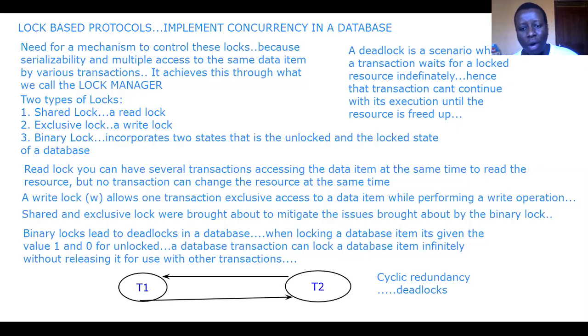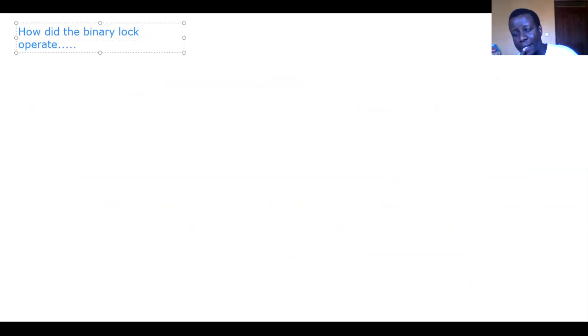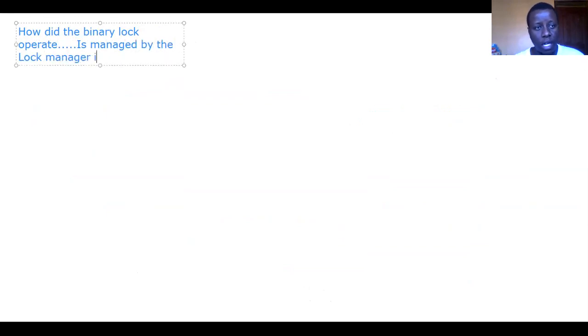So let me finish up with the binary lock first of all. So let me clear this. How did the binary lock operate? Now remember that this locking is managed by the lock manager in a database. So how did it operate? First of all, for it to operate, it had a series of 4 steps.